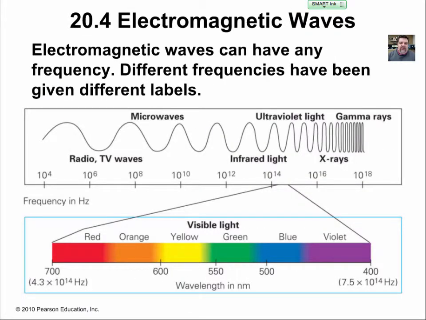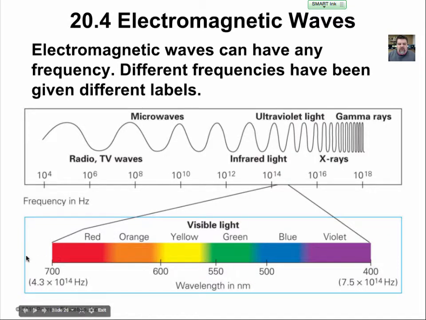So electromagnetic waves can have a different frequency, and different frequencies have been given different labels. Now right here in the middle, there's a very small bandwidth of visible light. This is what human beings can see. And so this is 700 nanometers, and this is the wavelength here. 700, 600 nanometers is about yellow, 550 is about green, 500 is blue, and then purple or violet is about 400, and then after that we have ultraviolet.